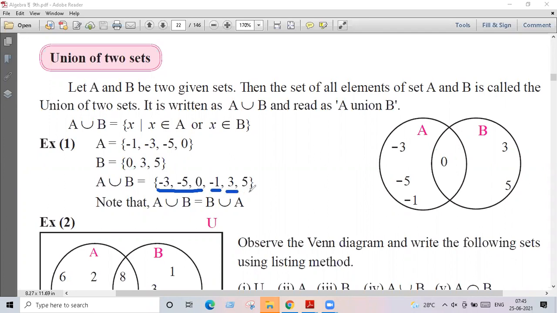-1, 3 and 5. So this can be the union of two sets. A union B is equal to B union A. Intersection चिन्ह असं उलट होता, U ऐसा होता, U नहीं पण U सारखं चिन्ह असं उलट, और union में उसका सीधा होता है, right?